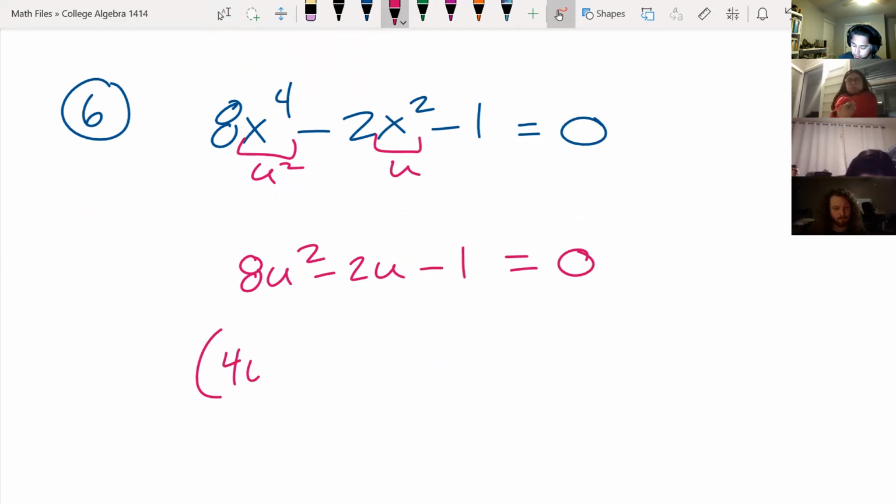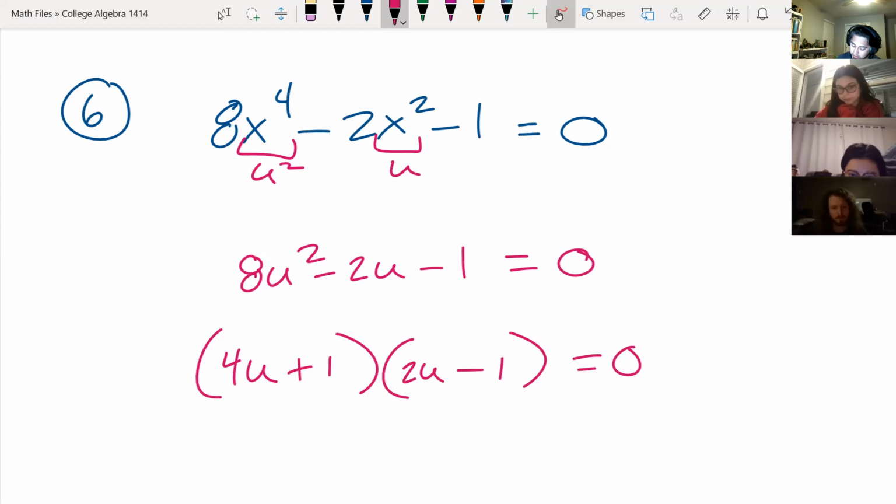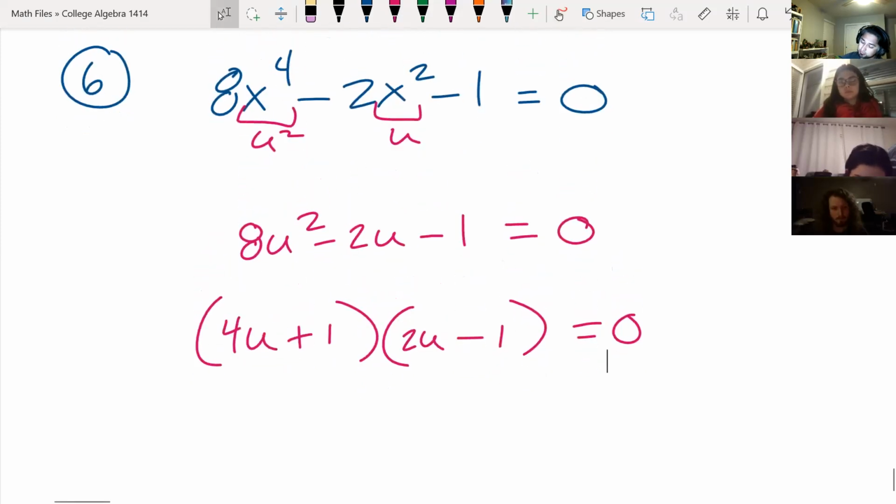Yeah, 4u and then plus 1. No, yeah, plus, no, I can't do 2. So that would have to be like plus 1 and then 2u minus 1. Maybe that might work out. Let me see. That'd be 8u squared negative 4 plus 2, negative 2, and negative 1. Oh, yeah, there we go. Factored. All right, you good so far? Yes. Okay.